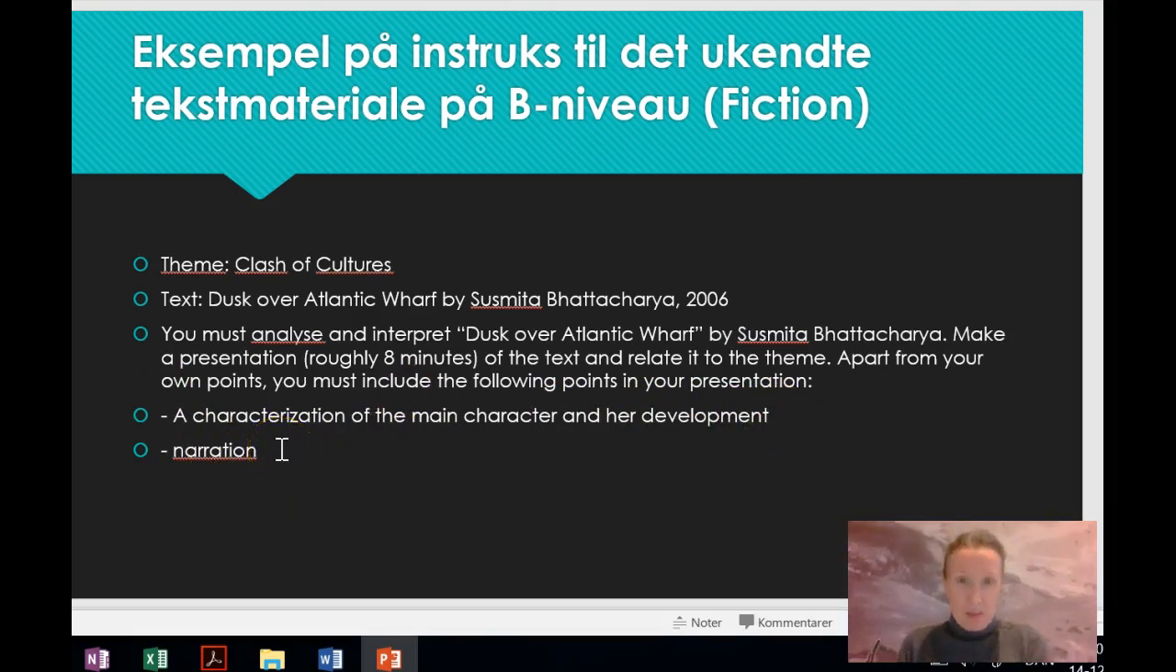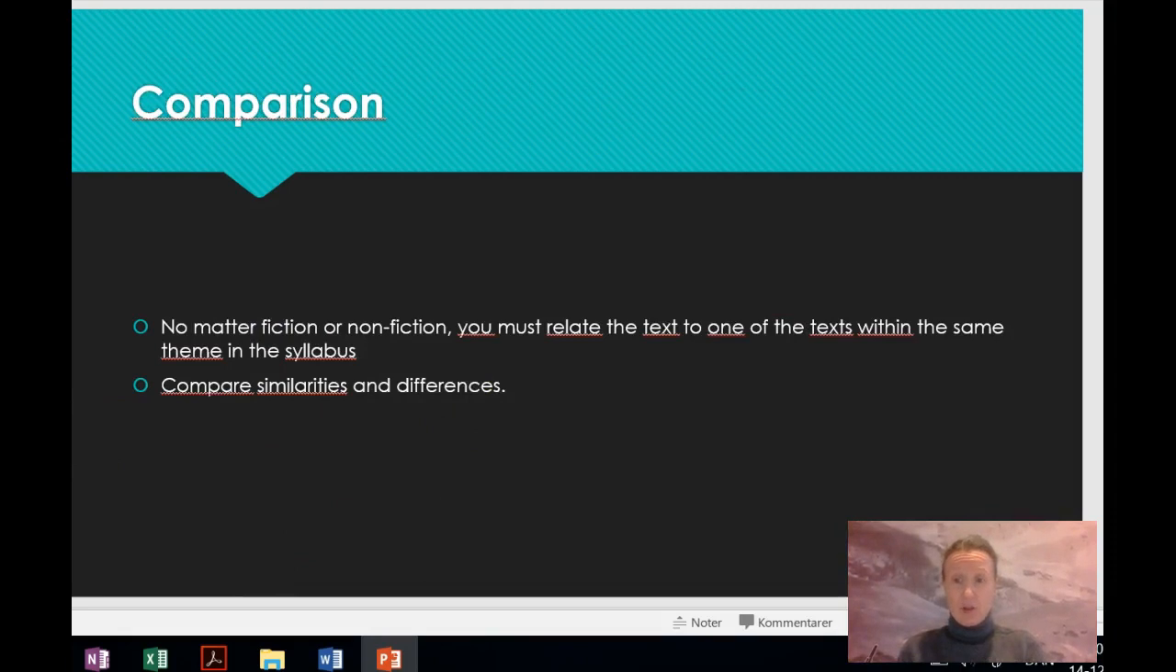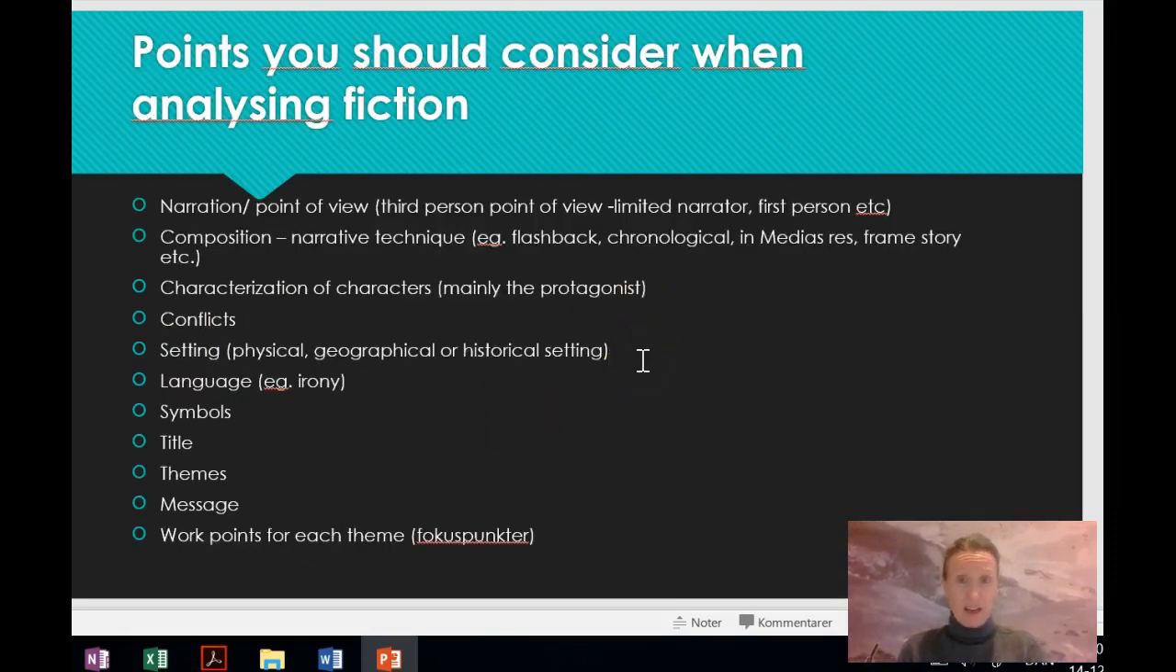So these points are to help you, navigate you to what you need to put focus on, because they are important parts of the text. And when you analyze fiction, you should consider these points when you prepare for the exam.